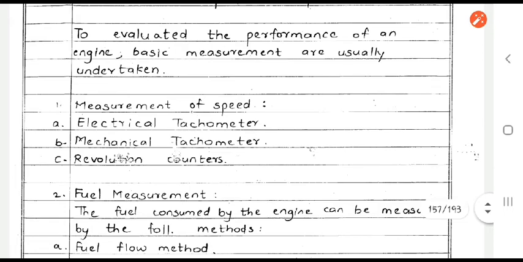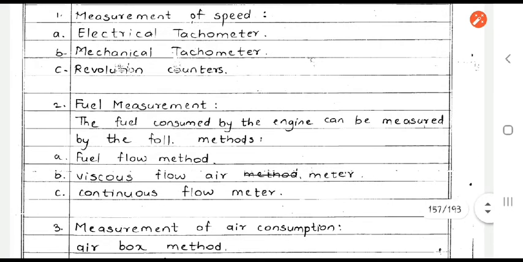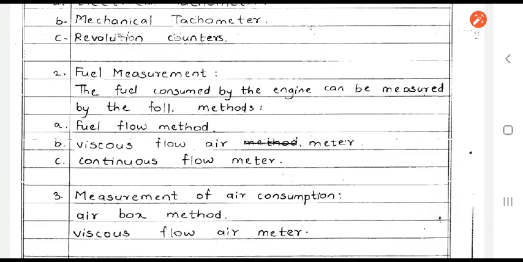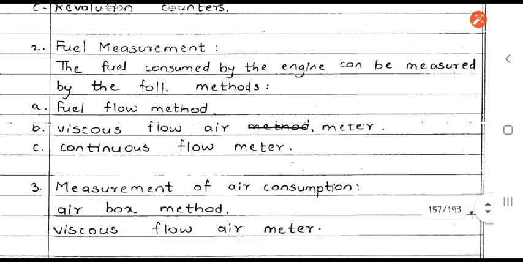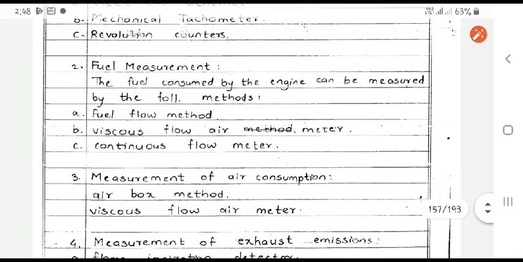The first one, measurement of speed. The instruments we use to measure speed are the electrical tachometer, second the mechanical tachometer, and the third, the revolution counter. Now the second one, for measurement of fuel, the fuel consumed by the engine can be measured by the following methods. The first method is the fuel flow method, the second is the viscous flow air meter method, and the third method is the continuous flow meter method.